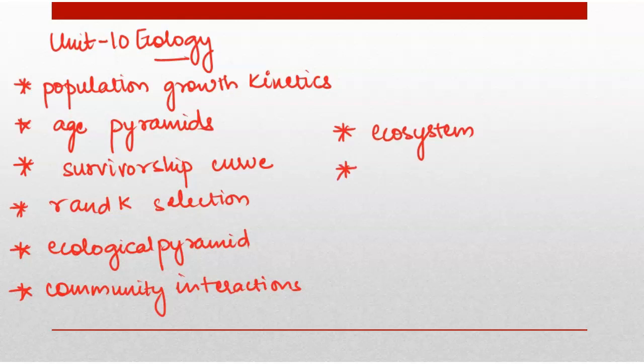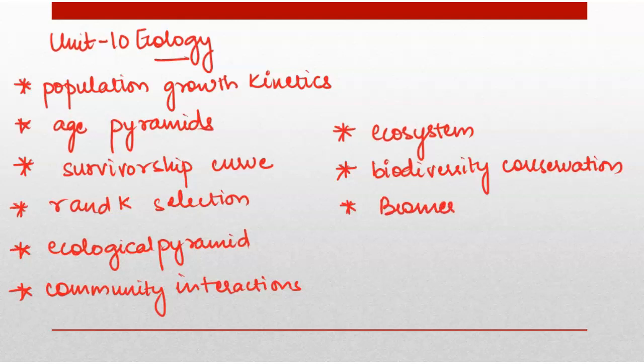Then is biodiversity conservation. I believe the last part of ecology is a lot of theory and you need to mug up. So we can do it also. Those who can remember it, do this part. Biomes, and the last is population control. Easy unit, just do it. Definitely do it.